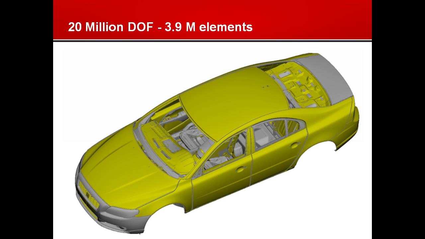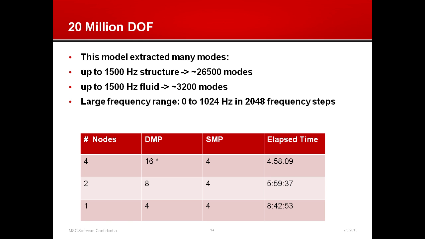And this brings us to the change that has occurred from moving from 4 to 6 million degrees of freedom models, now to 20 million degrees of freedom models, such as this particular automobile supplier. And looking at the number of modes that are being extracted, we see that we're going up to higher frequencies. We're extracting more modes in the system.